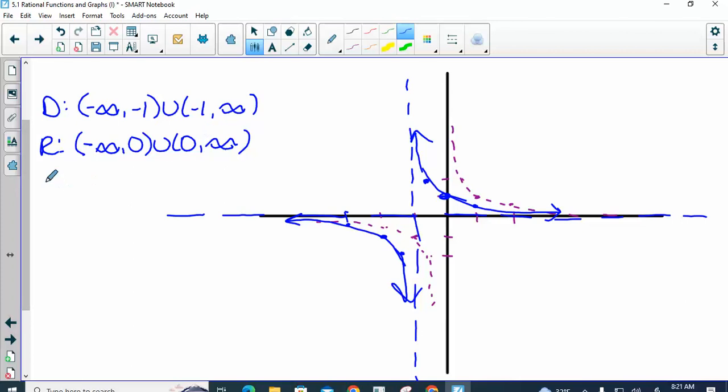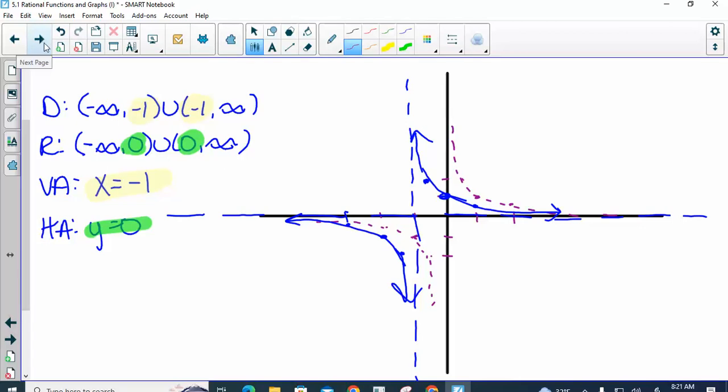Alright. Then I want my vertical asymptote and horizontal asymptote. I'm just going to abbreviate those VA and HA. So vertical asymptote is x equals -1. Notice, the vertical asymptote goes with your domain. It's the breaking point of your domain. My horizontal is y equals 0. Notice, the horizontal asymptote is the breaking point of your range. So far, so good?